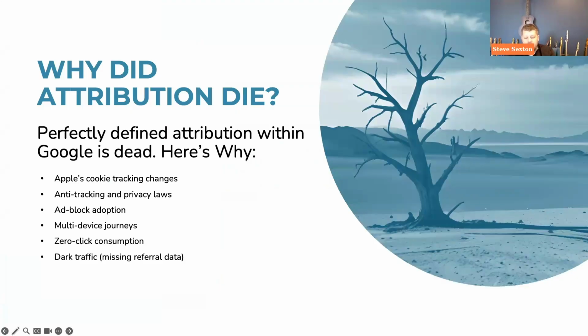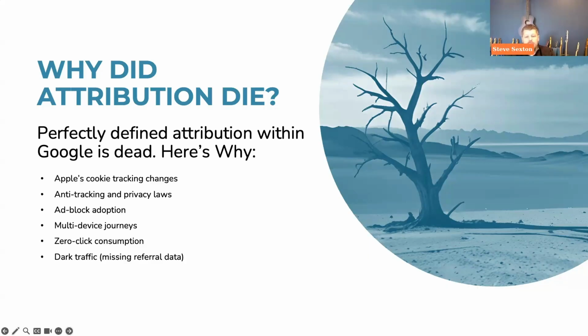When we talk about this a lot, this is a bit of a clickbaity title: why did attribution die? But as marketers, we've really been trained on looking at attribution metrics. We've been told, okay, you need to go into your GA4, you need to look at your bounce rates, your clicks, your click-through rates, your conversions.